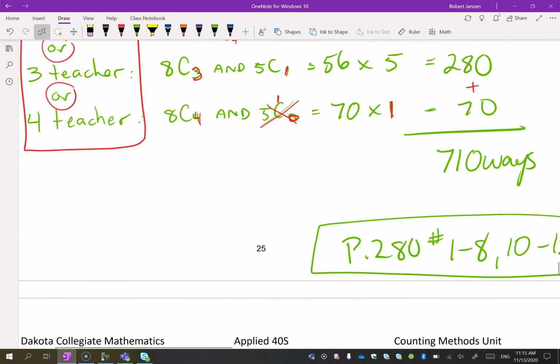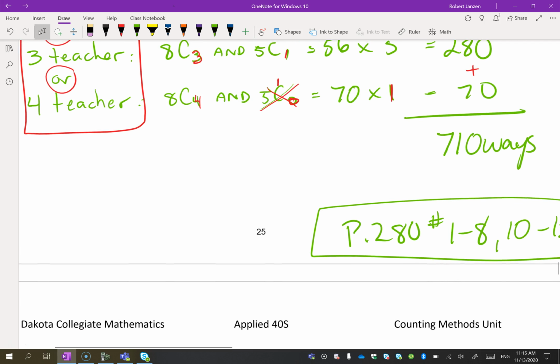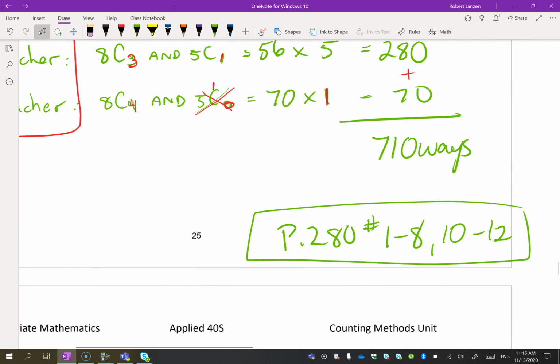Okay, so combinations, not the trickiest thing. Some of the language is a little bit confusing. So go ahead and try this lesson, and we can take this up in class if you have any questions.